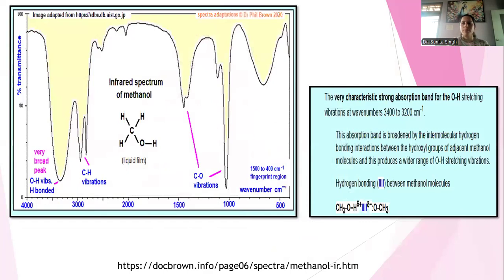This is one of the spectra of methanol, in which we have different vibrations like OH vibrations, CH vibrations, CO vibrations also. And the OH vibration is also affected by hydrogen bonding, because we know that in methanol molecules, hydrogen bonding also occurs. The absorption band is broadened by intermolecular hydrogen bonding, which I have already told you in the factors affecting the vibrational frequencies.